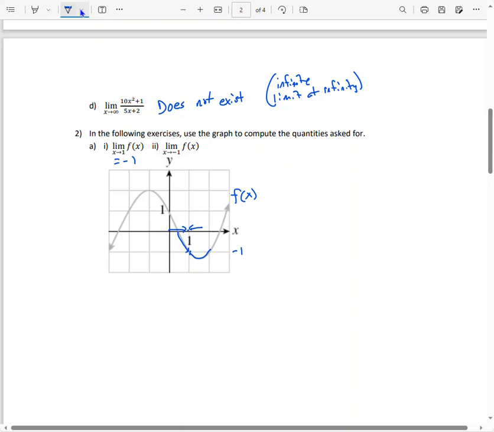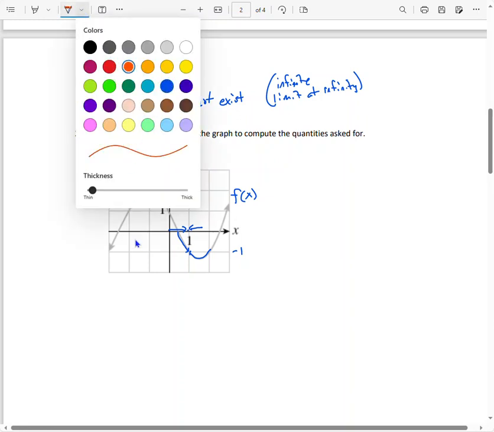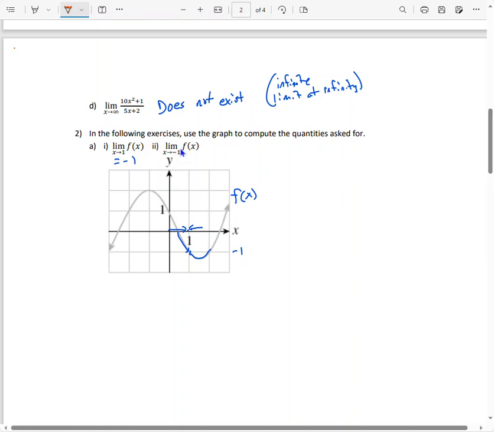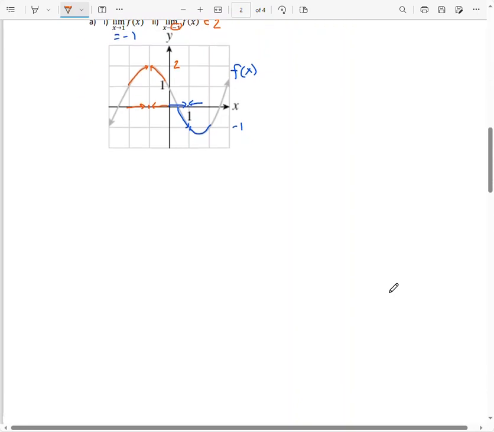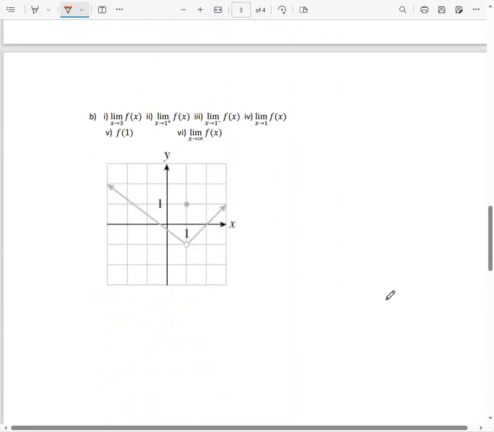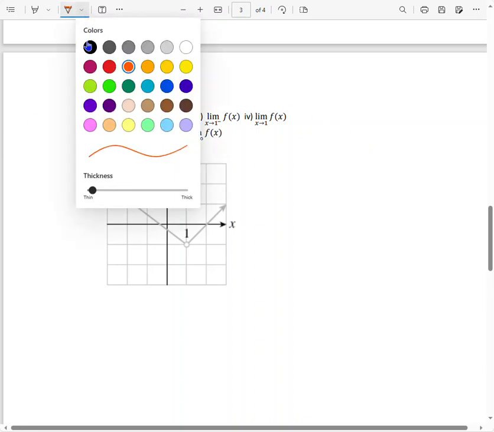Let's mix it up here. Maybe I just need to be patient. All right, so now as I approach -1, right, here's -1. From the left, as my x values get closer and closer to -1, my y values get closer and closer to 2. As my x values get closer to -1 from the right, my y values get closer and closer to 2, so we say this limit is equal to 2. What y value does the graph get close to when x is given to us? Okay, so I'm writing these over on the side.